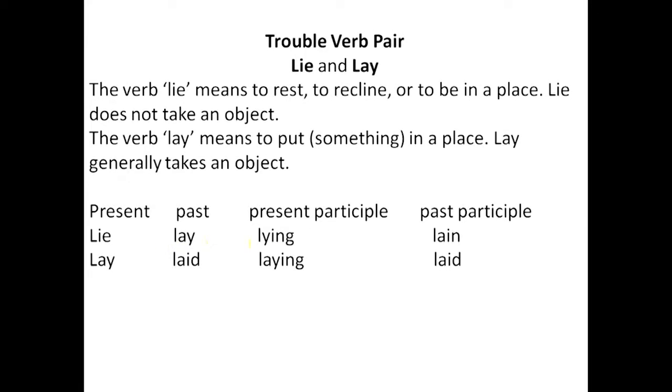And the present participle is lying, and the past participle is what? Is lain. She has lain there. The dog has lain there all along. Lain, has lain there. And you see, after lain there, you don't have a noun.